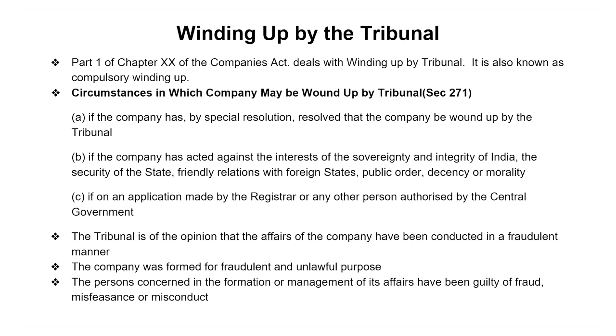2016. Winding up by the tribunal is dealt with by part 1 of chapter 20 of the Companies Act, and it is also known as compulsory winding up. Now, we discuss the circumstances in which a company may be wound up by the tribunal, which are defined in section 271. If the company passes a special resolution for this particular purpose and resolves that the company may be wound up by the tribunal, in such cases this section becomes operative.